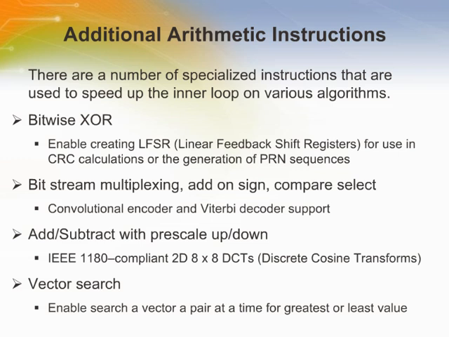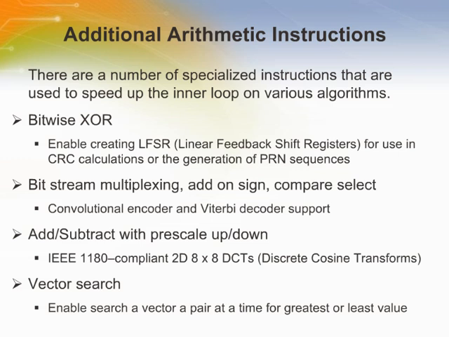The Blackfin also supports a number of other additional instructions to help speed up the inner loop of many algorithms, such as bitwise XOR. So if you're creating linear feedback shift registers, and you might be doing this if you're doing CRC calculations, or involved with generating pseudo-random number sequences, there are instructions to speed up this process. Also, the bitwise XOR and bitstream multiplexing are used to speed up operations such as convolutional encoders. There's also add-on sign, compare, and select, which can be used to facilitate the Viterbi decoders in your applications.